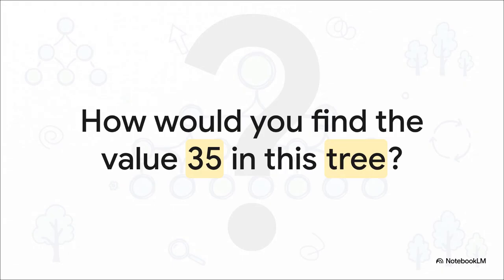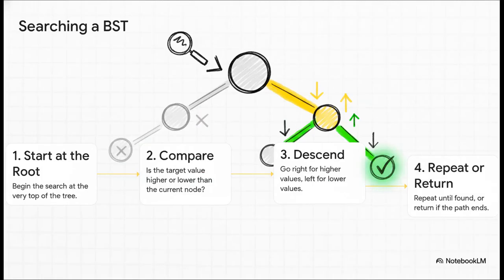All right, so let's put it into practice. Take a look at this binary search tree. How would you find the number 35? Well, you always start at the top, at the root, and you ask one simple question. Is my target higher or lower?